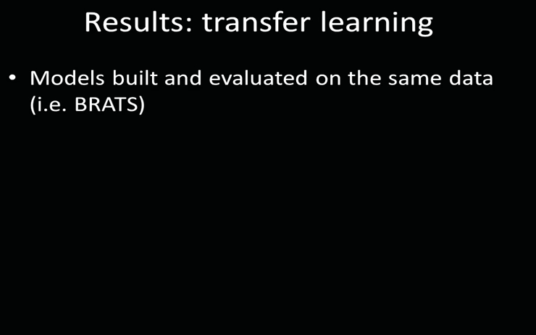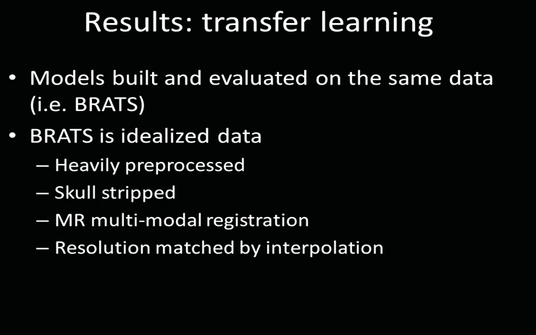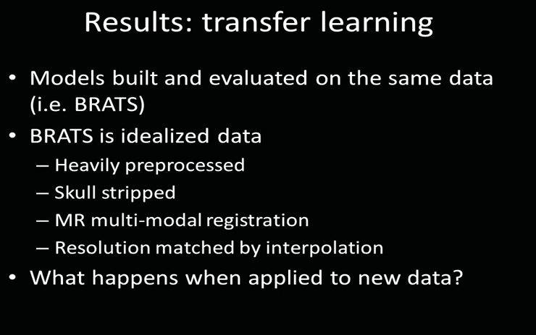So what we have done now is we have essentially built models and evaluated them on the same data set. And as I mentioned before, people have shown that it's very hard to generalize these models to new data. And this data set is essentially very idealized data because it is heavily pre-processed, skull stripped, and multimodal registration was done, and also the resolution was matched by interpolation. But what happens when we apply this model to a new data set where these steps have not been done or not in the same way?